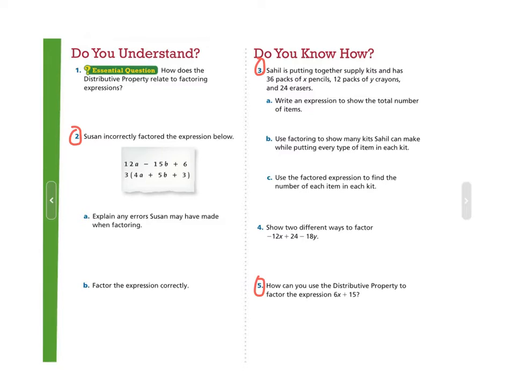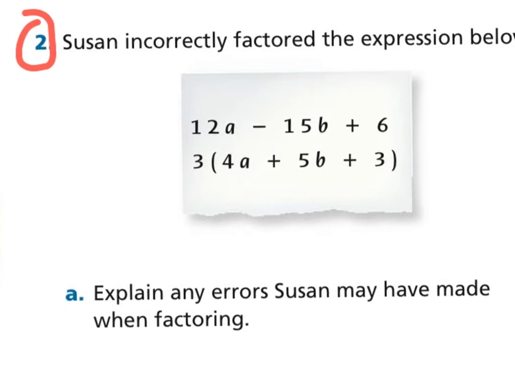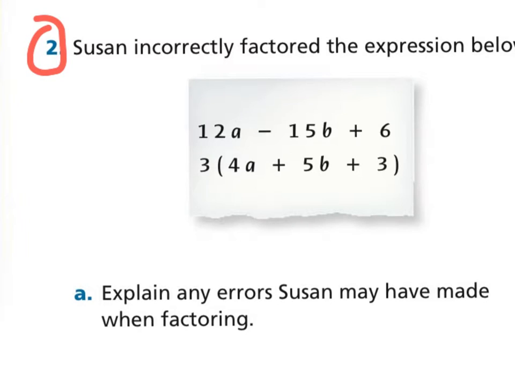If we look at the do you understand number 2, Susan incorrectly factored the expression below. Explain any errors Susan may have made when factoring. So we're just going to look at this and see what happened here. So you can see that she factored out a 3. So we're just going to check what happened, whether there's any mistakes here. It says there are. Again, anytime there's a subtraction, if you want to add the opposite, you can. So we're just going to look one piece at a time here to see how this works.